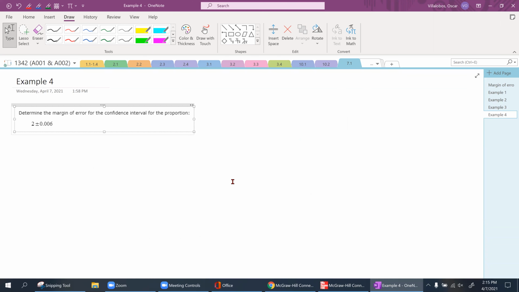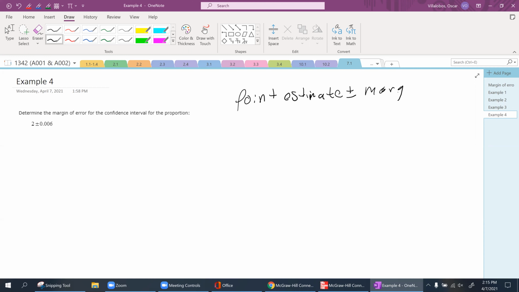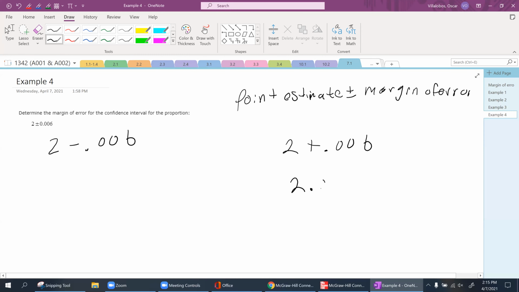Same thing here: this is point estimate plus or minus margin of error. If I were to ask what your point estimate is, it's going to be 2. What's your margin of error? It'll be 0.006. Then if you wanted more experience with this, the upper one would be 2 plus 0.006, which is 2.006, and the lower one would be 2 minus 0.006.